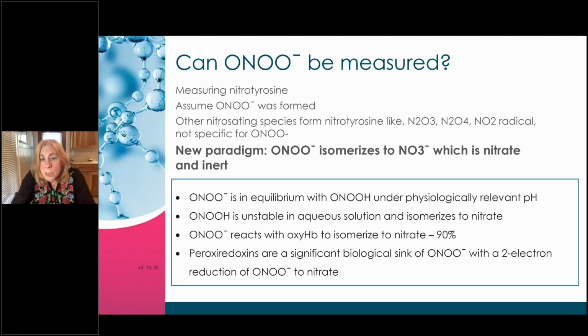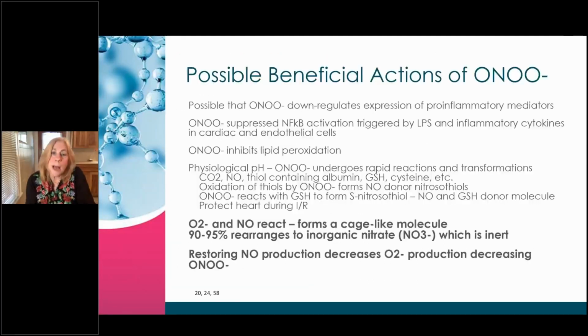In fact, there's a new paradigm emerging in the nitric oxide research community where this peroxynitrite isomerizes to NO3, which is nitrate and inert. In fact, there's actually some possible beneficial actions of peroxynitrite. Downregulates expression of pro-inflammatory mediators, suppresses NF-kappa B activation triggered by LPS and inflammatory cytokines, inhibits lipid peroxidation. So when superoxide and nitric oxide react, they form a cage-like molecule, and 90 to 95% of that rearranges into inorganic nitrate, which is inert. So restoring nitric oxide production decreases superoxide production, decreases peroxynitrite production.